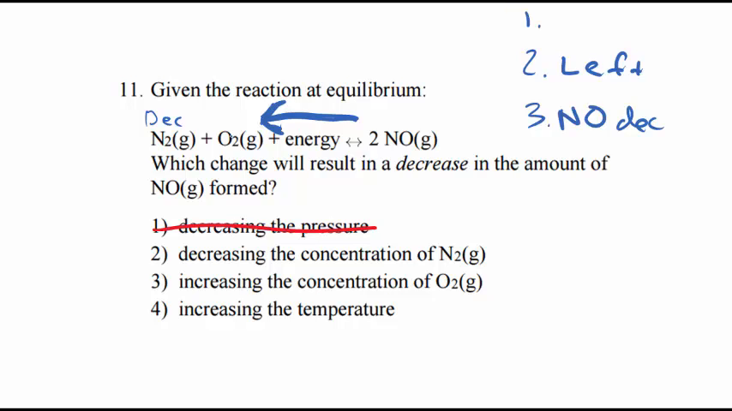Number 3 says increasing oxygen. If I increase the oxygen, that would cause a shift away from it to get rid of it. That's not what I want. And the last one says increasing temperature, which again, if I increase temperature, that would shift away to get rid of it, and that's not what I want. So yes, choice number 2. Decrease the nitrogen, and you shift left in order to get the nitrogen back. So the stress was the decreasing of the nitrogen. Choice number 2.